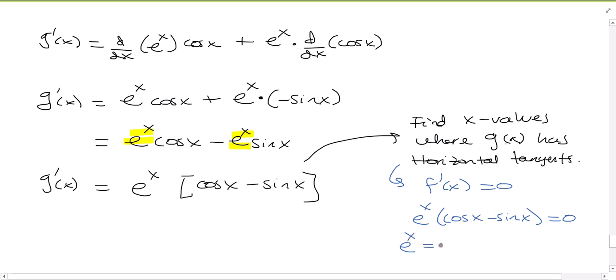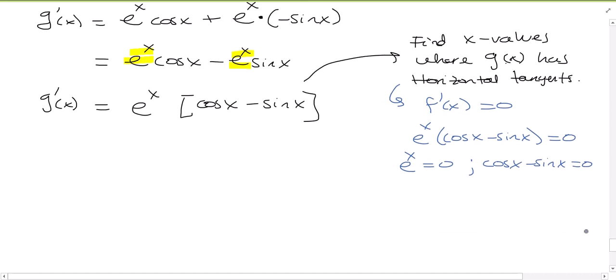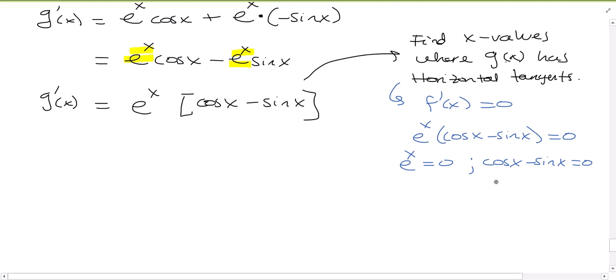So either e to the x is 0, we know this can't happen, or cosine x minus sine x equals 0. So this is whenever sine and cosine are the same, right? Where cosine x is equal to sine x. So this happens when x is pi over 4 and any multiple of pi over 4. So they are the same at pi over 4, and where else are they the same? When they're equal to 1, they're going to be when tangent is equal to 1, right?